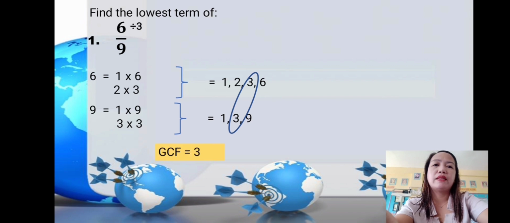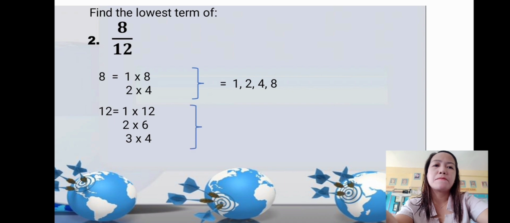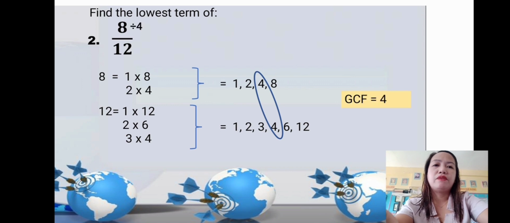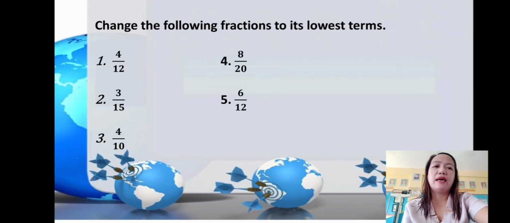Tapos, i-divide na natin sa numerator at denominator. Ang sagot ay 2/3. Very good. Ito. Lowest term ng 8, 12. List down the factors. So, yan ang factors nila. Tapos, identify the GCF. The GCF is 4. I-divide natin sa numerator at denominator. Ang lowest term ay 2/3. Tama? Okay.